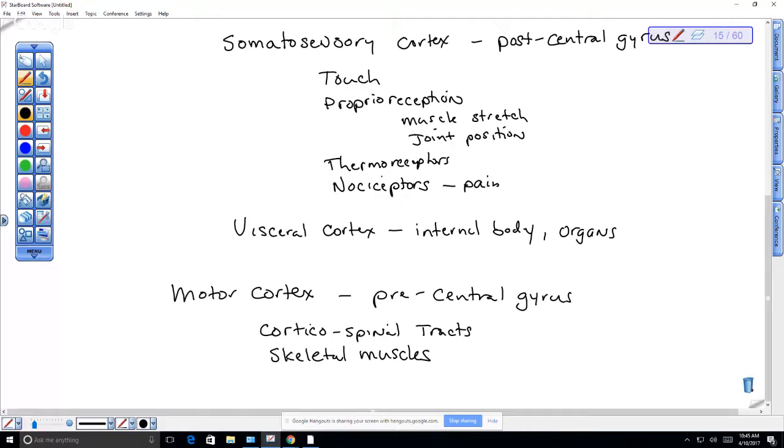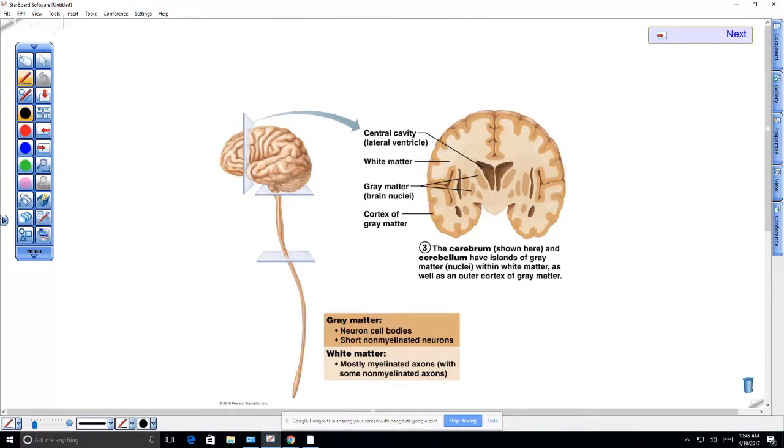Okay, so let's just look at a diagram that shows some of these ideas. Here is just a cross section, a coronal section of the brain, and you can see this would actually be the corpus callosum connecting the two. Most of this is white matter, except for these nuclei, which are little places in the white matter, little islands of gray matter.